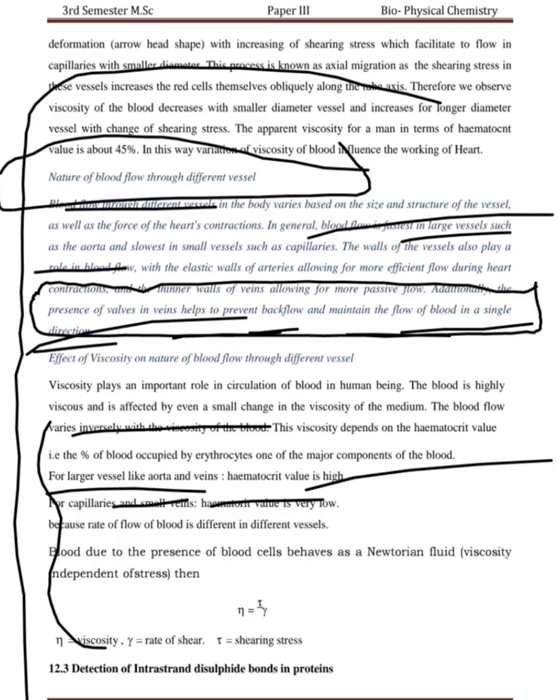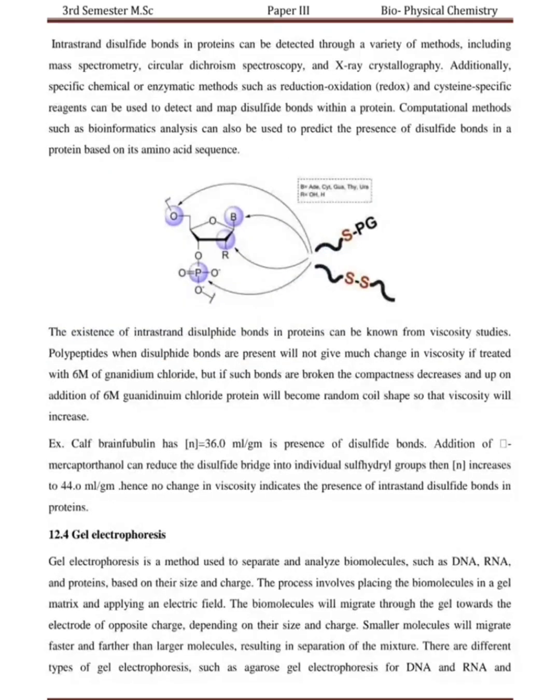Next, detection of intra-disulfide bonds in proteins. So in proteins, how are you going to identify the intra-disulfide bonds, and how they may be formed? Intra-disulfide bonds in proteins can be detected through various methods, which include mass spectroscopy and X-ray crystallography. Also, they can be identified with computational methods.